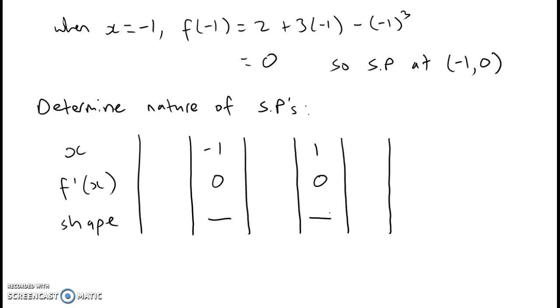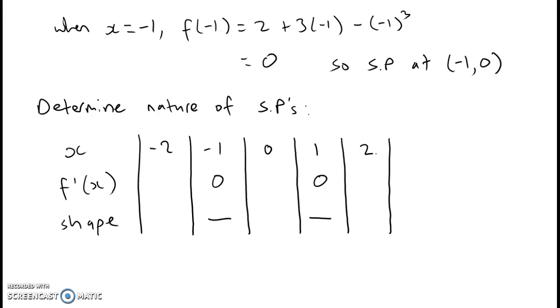What we want to do is choose a point on either side of these stationary points, as in a point that's smaller than x equals -1, a point that's bigger than x equals -1 but smaller than 1, and then a point that's bigger than 1, just to give us an idea of what the graph looks like. So let's choose -2. Between -1 and 1, we'll just choose 0, and bigger than 1, why don't we choose 2.